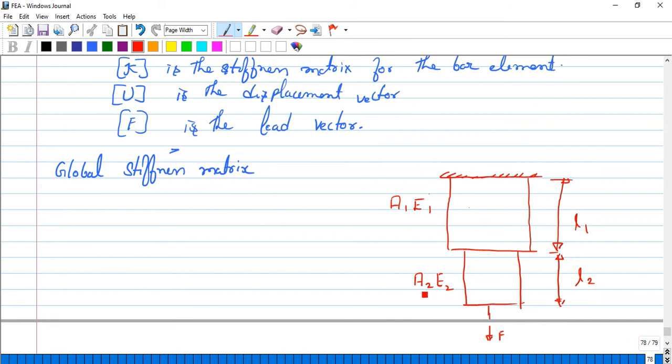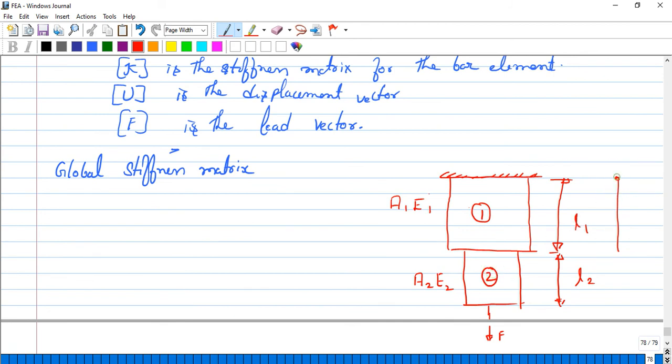Okay, so consider a step bar fixed at one end, subjected to load F on the other end. Here we shall model this particular 1D bar element. Now if I want to draw the FE model for this, this is very simple. So let us draw this particular structure. Consider this as element number 1 and this as element number 2.